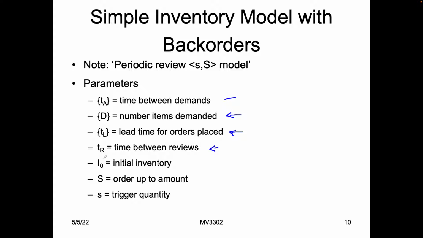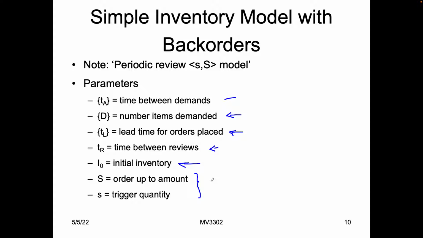So we're going to model that as a constant. And then to get this going, you say, how much do we have on hand at the beginning? So again, that would be another parameter. And then finally, these two values, the trigger quantity or reorder point and the order up to amount, are both parameters as well, because those are going to be constant values throughout the simulation model.